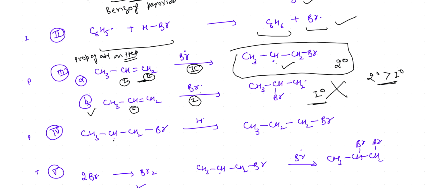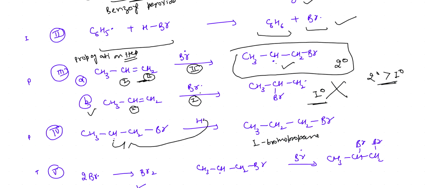This free radical will be attacked by hydrogen H radical and thus form a bond between carbon and hydrogen. This is your 1-bromopropane. So this free radical abstracts H radical from HBr to complete the addition. Clear? The major product is 1-bromopropane.